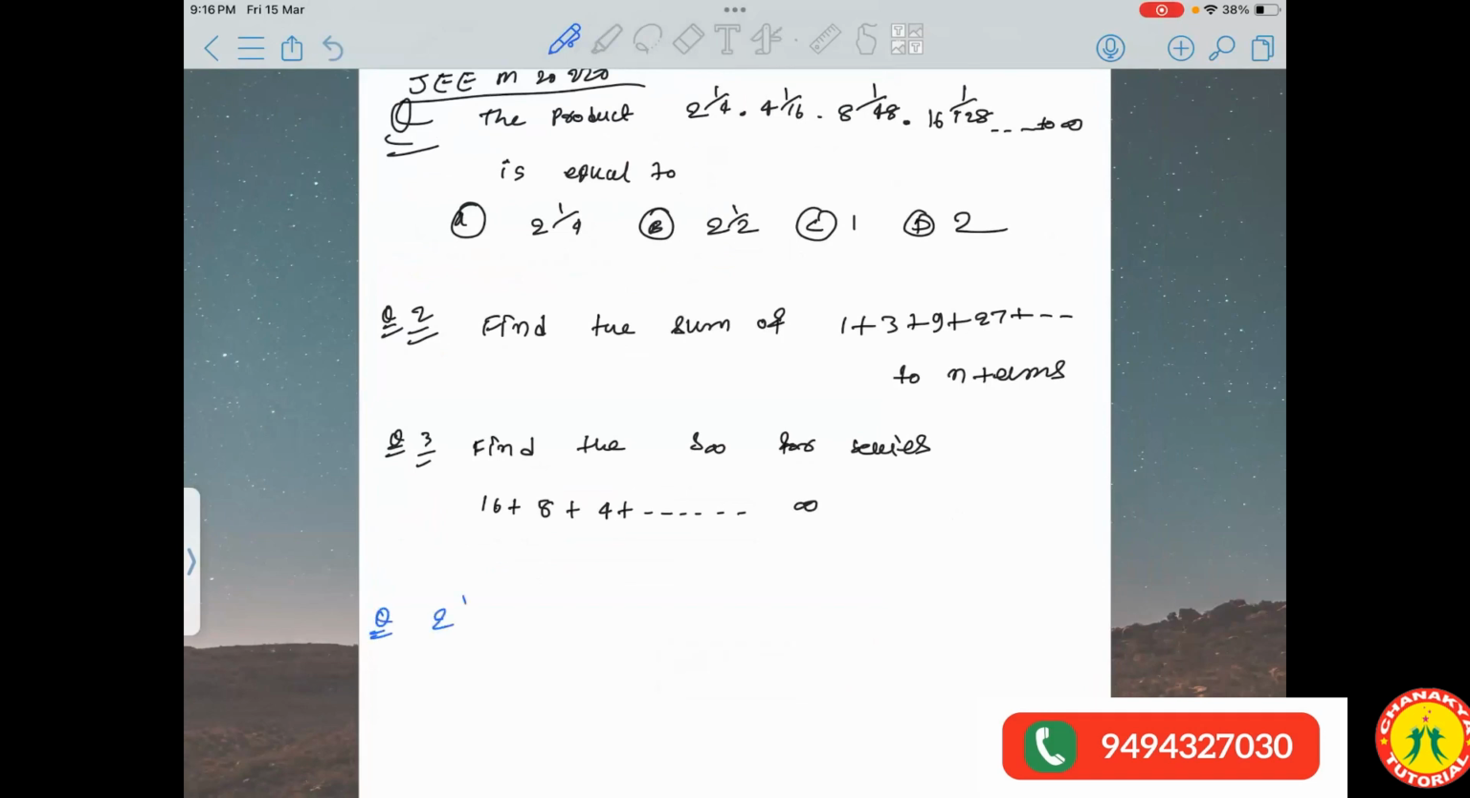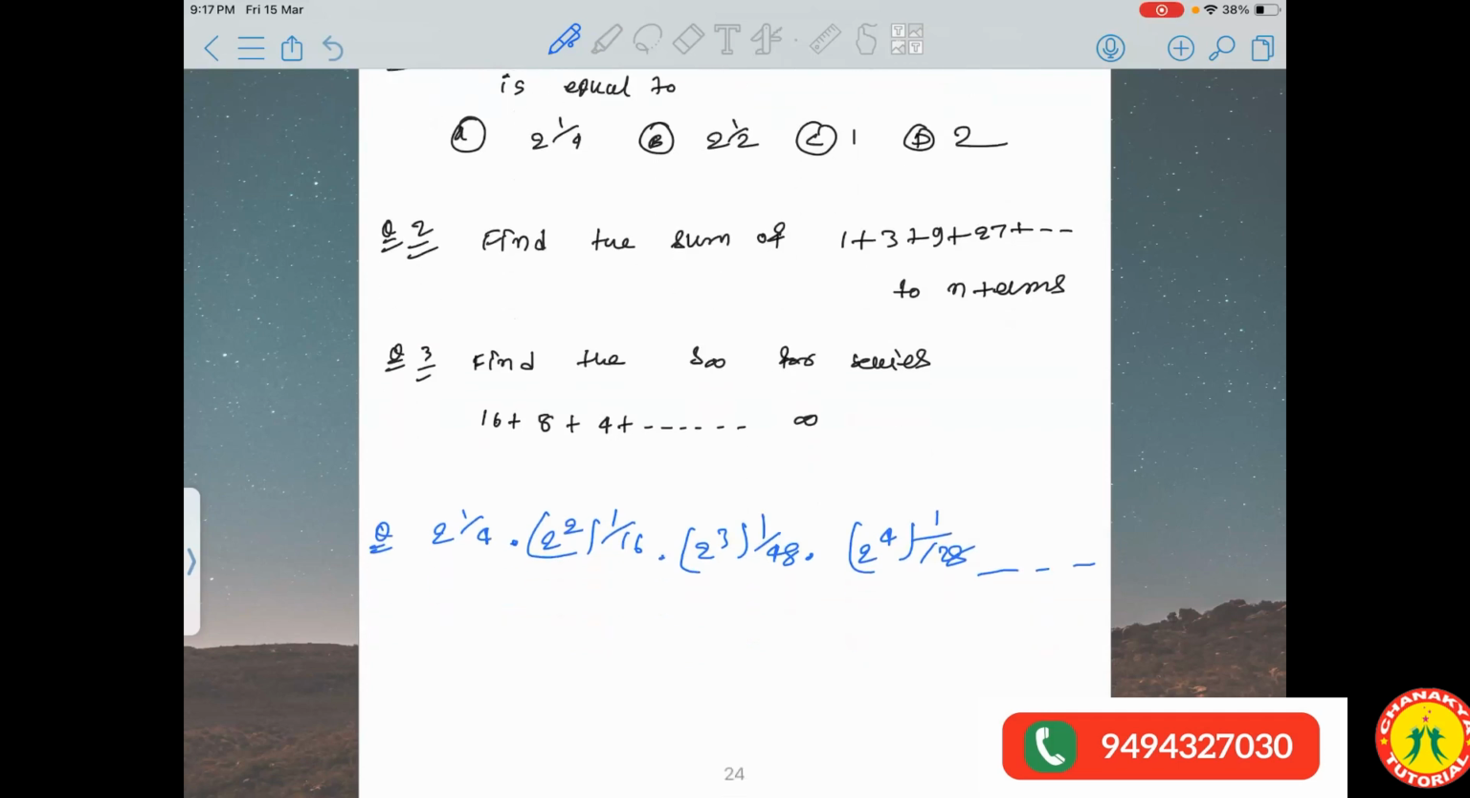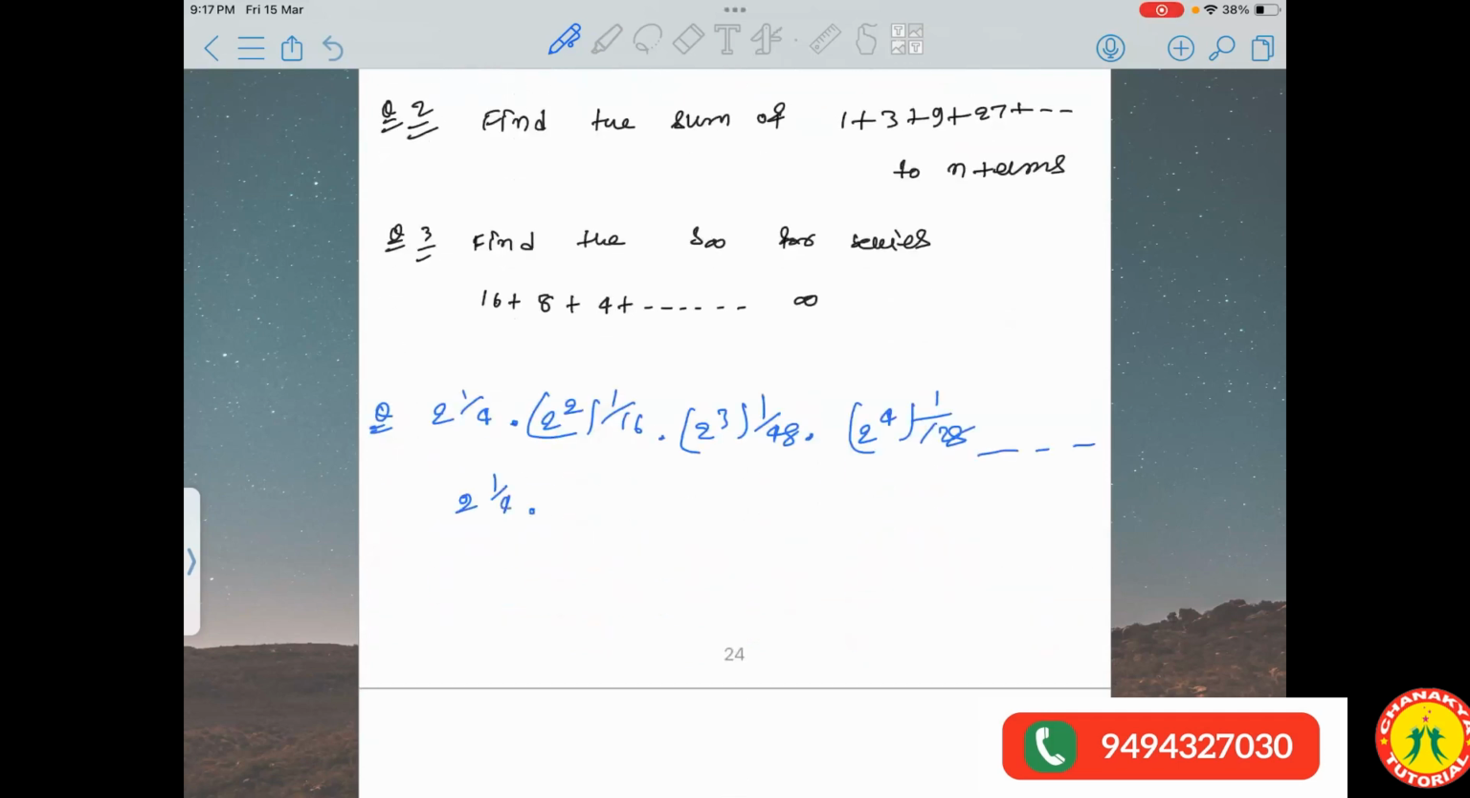See, 2 power 1 by 4 into 4 power 1 by 16. If the base is the same and the power is different, we can add the powers. So we convert: 4 is 2 power 2, 8 is 2 power 3, 16 is 2 power 4. So 2 power 1 by 4 into 2 power 1 by 8 into 2 power 1 by 16 into 2 power 1 by 32, up to infinity.